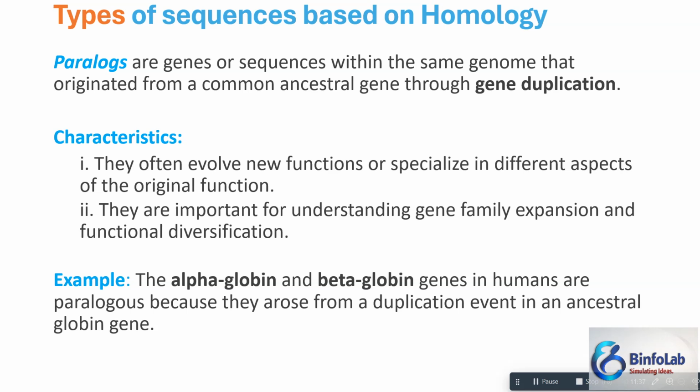We call this phenomenon gene duplication, and the genes or sequences that arise from gene duplication we call paralogs. What are the examples? The examples are once again alpha globin and beta globin. Let me give you an example. You must know about human hemoglobin. Human hemoglobin is composed of two alpha and two beta globin genes, alpha and alpha dash, some people call it prime, and beta dash or beta prime.